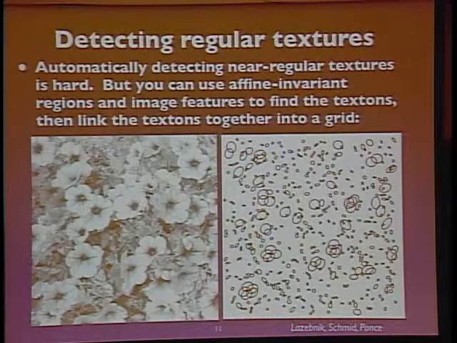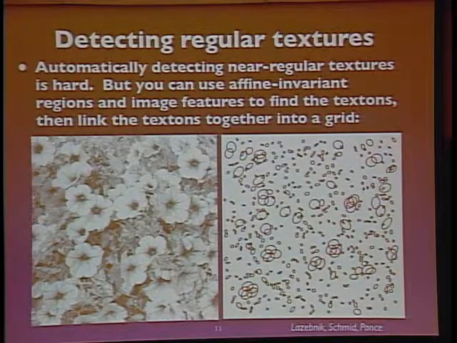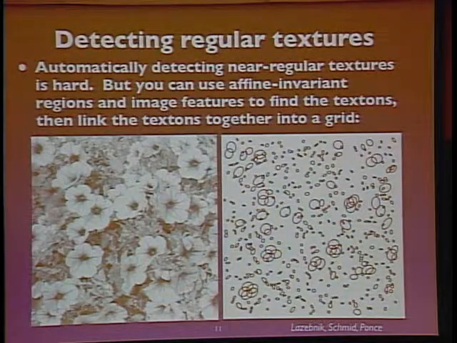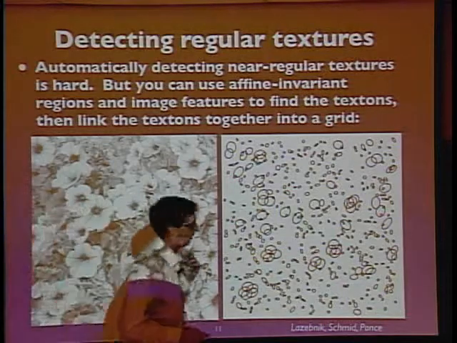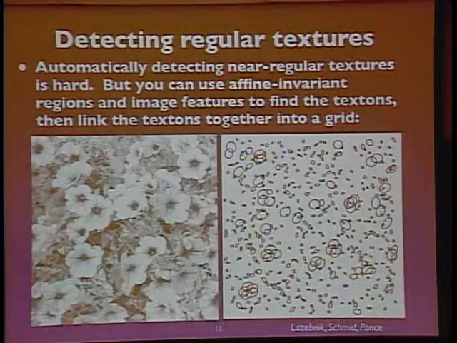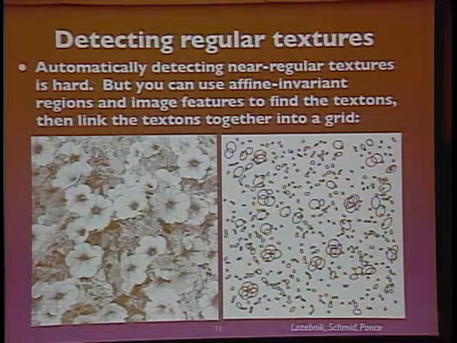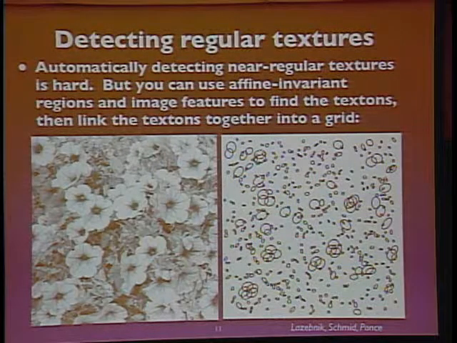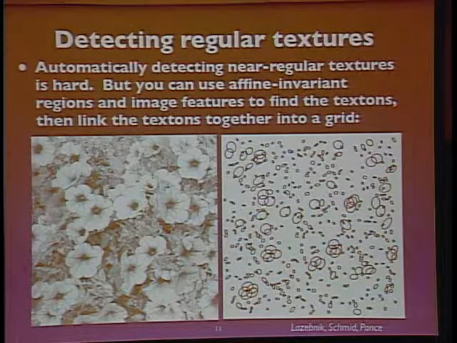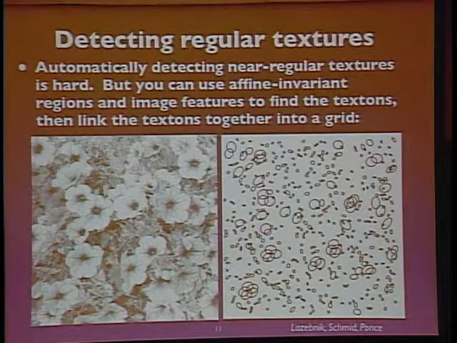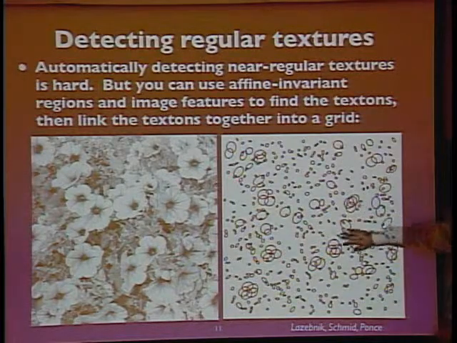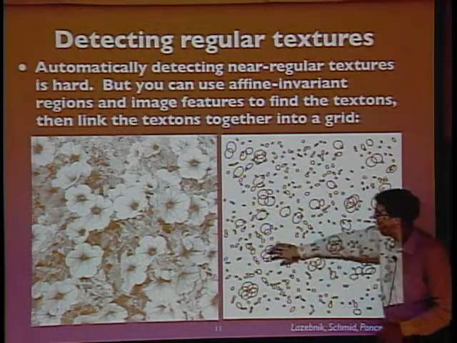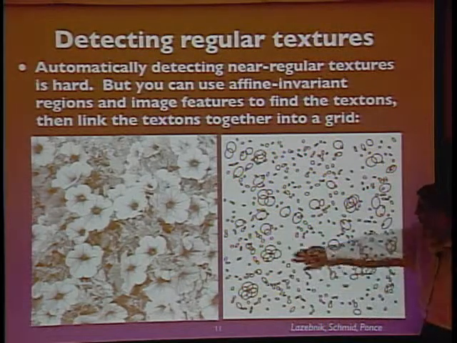Linking these things together into a grid is not the easiest thing in the world, especially if your interesting region detector drops one or the other of the windows. Here's another example of that same thing where, if you look to the left and look to the right enough times, you should be able to notice that wherever there's a flower on the left, you see a group of somewhere between 3 and 4 big interesting regions on the right. So there's one, there's one, there's one. There are these two that are kind of in the middle.